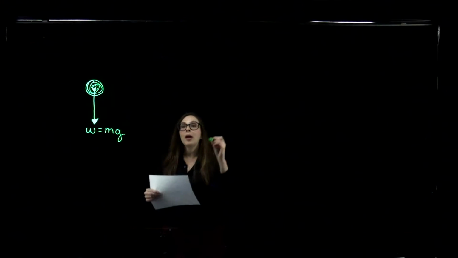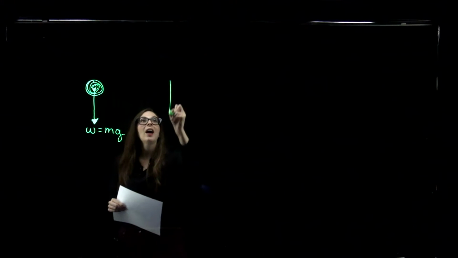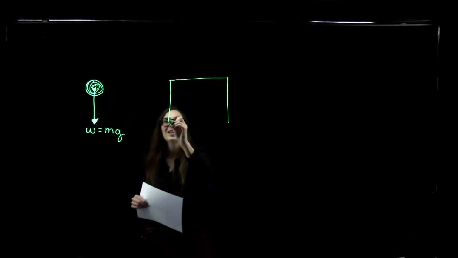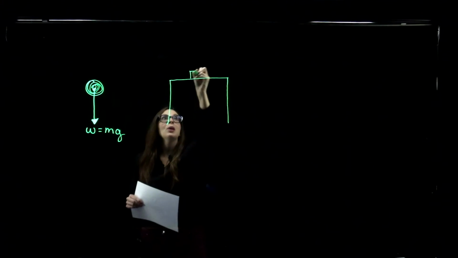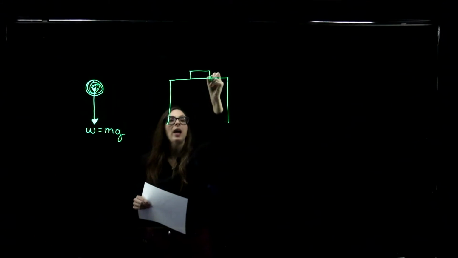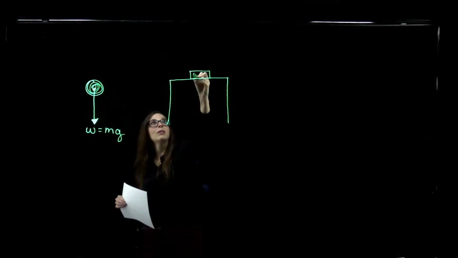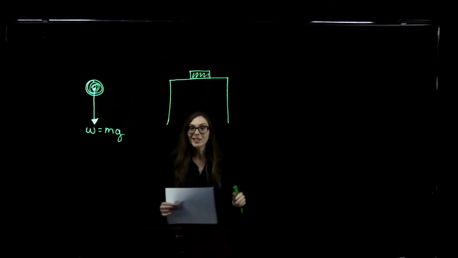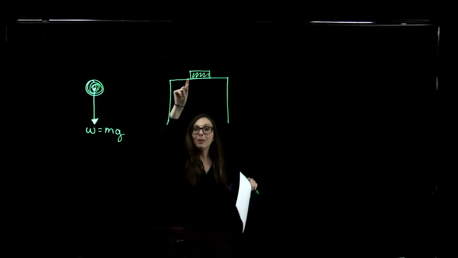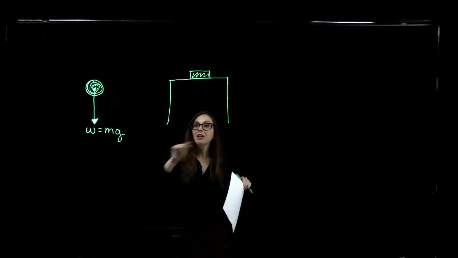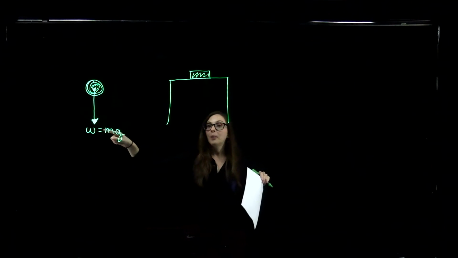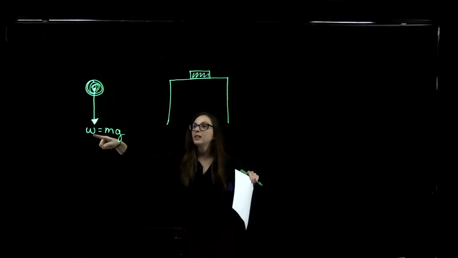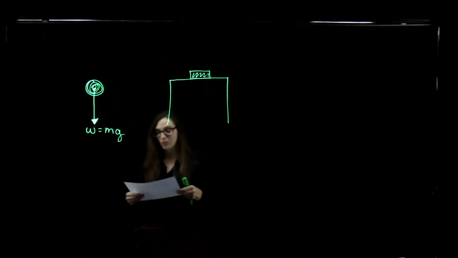And then another one, we've got a book on a table. So here's my table, and I'm going to put my book on top of the table. This is the book right here. The book also has a weight, so if we think about the free body diagram of that book, it has a weight pointing directly downward, and that is equal to its mass times gravity.